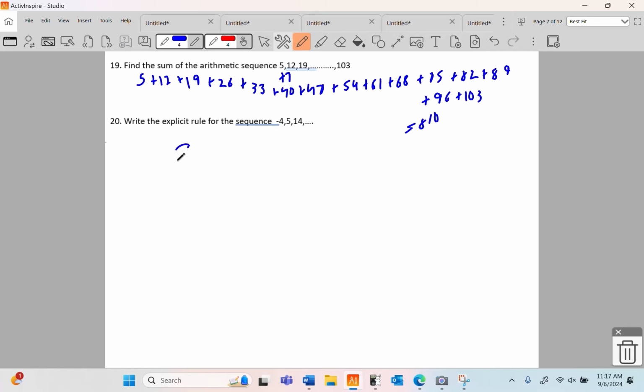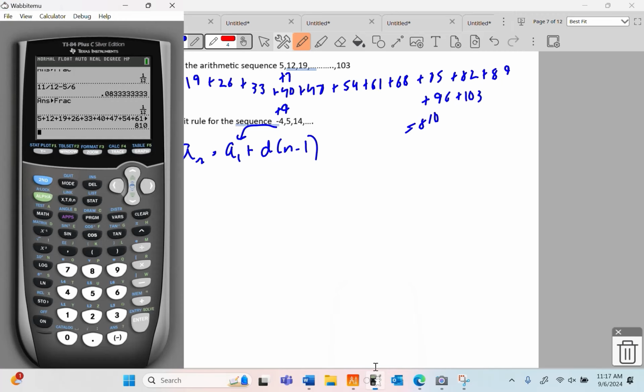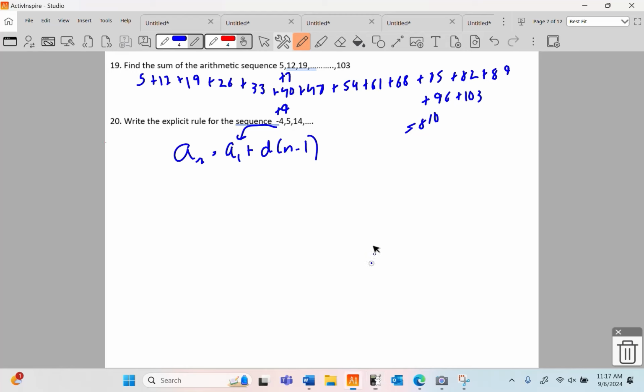Explicit rule is going to be a sub n is a sub 1 plus d times n minus 1. There's the first term. The difference appears to be add 9. You know, I know some of y'all struggle, but if you do 5 take away a negative 4, you're going to get 9. And if you do 5 plus 9, you're going to get the next term. So that appears to be legit.